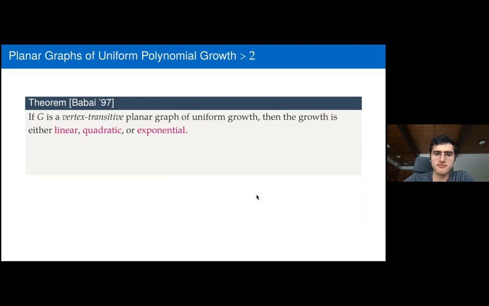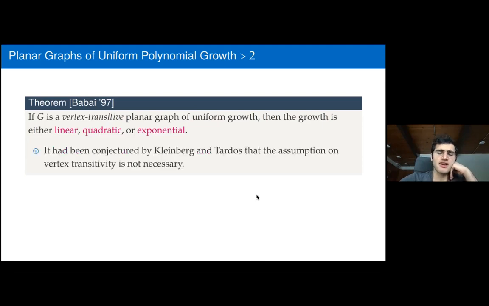In 97, Babai proved that if you have an infinite planar graph that is vertex transitive and has uniform volume growth, then the growth should be either linear, quadratic, or exponential. Basically it says that the previous examples that we saw are the only possible cases. It was further conjectured by Kleinberg and Tardos that the assumption on vertex transitivity is not necessary. If this conjecture were true, you wouldn't have any planar graph of growth like R cubed, for instance.